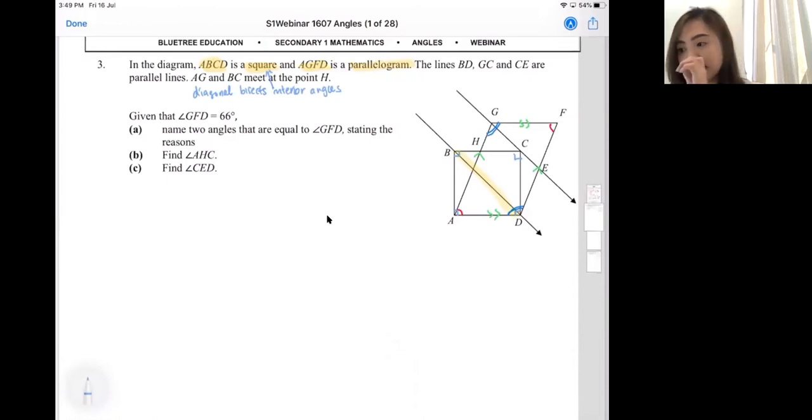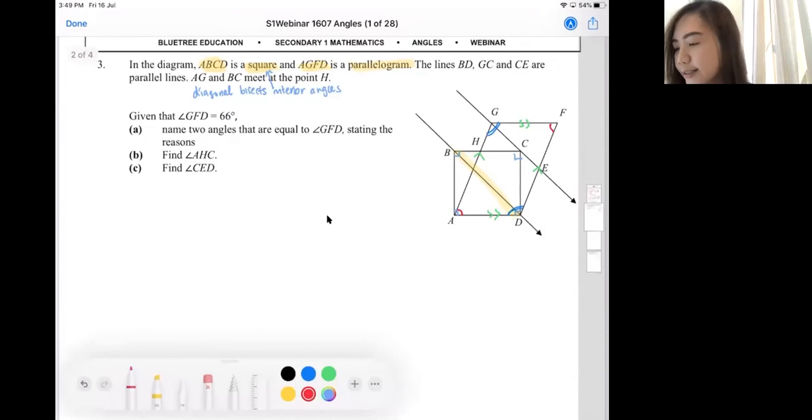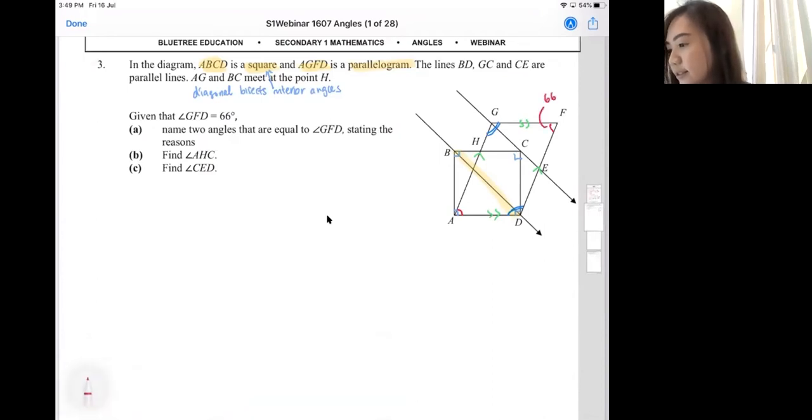The lines BD, GC, and CE are parallel lines. Given already. AG and BC meet at H. Given that GFD is 66. So they are trying to tell you that this angle here is 66. Name 2 angles that are equal to GFD. We have to find 2 angles that are equal to GFD. That means 2 other angles that are 66 degrees.